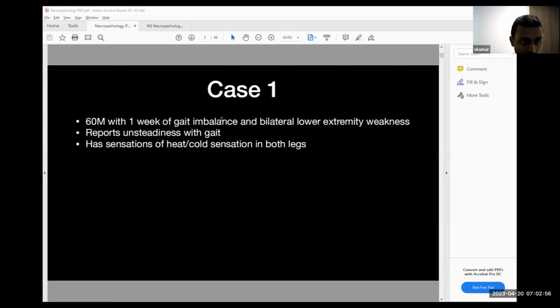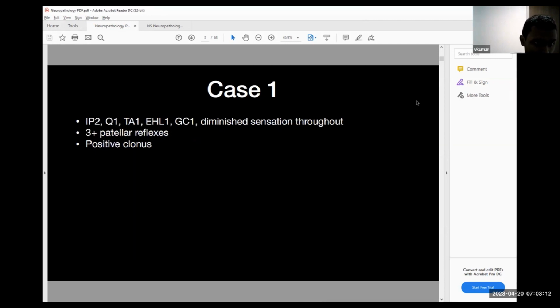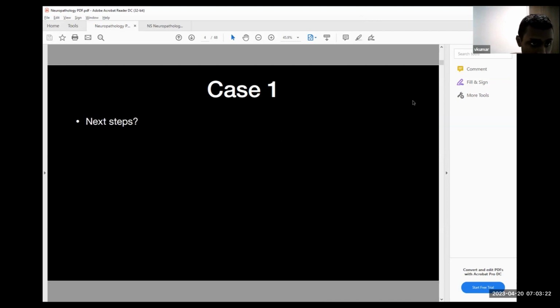The first one is the case of Dr. Yurikov. This is a 60-year-old male with a 1 week history of gait imbalance and bilateral lower extremity weakness. Reports some unsteadiness with gait. Has sensations of heat and cold in both legs. This is the neurological exam: approximately 2 out of 5 strength, distally 1 out of 5, 3+ patellar reflexes, positive clonus.